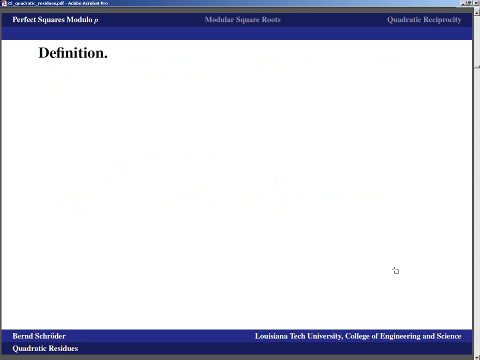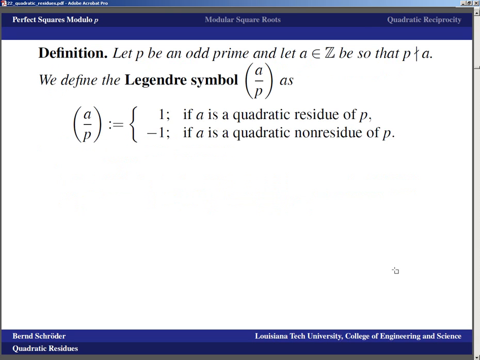Okay, so we move on, and we are coming to the entity that pretty much plays center stage for the remainder of this presentation, and that is the Legendre symbol. If we have an odd prime p and a is an integer so that p does not divide a, we define the Legendre symbol of a over p as 1 if a is a quadratic residue of p, and negative 1 if a is a quadratic non-residue of p.